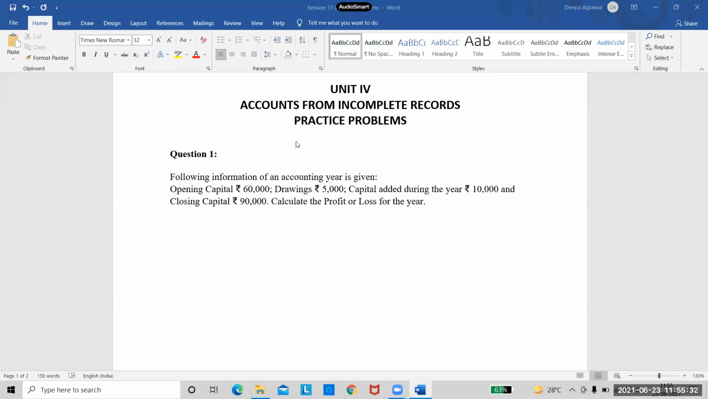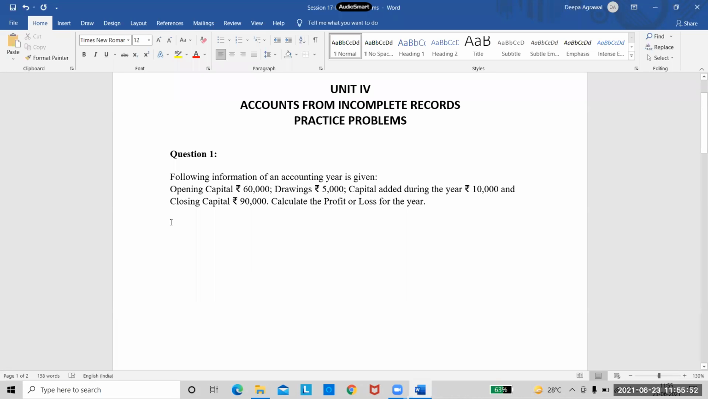We are starting with the problems on single entry according to the statement of affairs method or the net worth method, which is the first method to calculate profit under single entry. So you can see the question on the screen. Is the screen visible to everyone? Yes. So see the question. It's a very, very simple question.